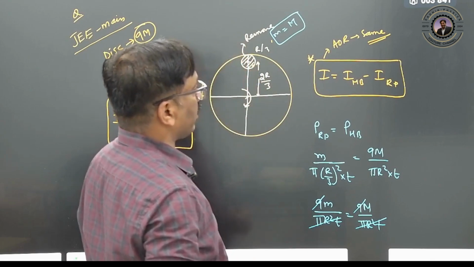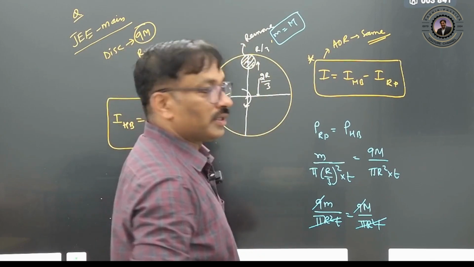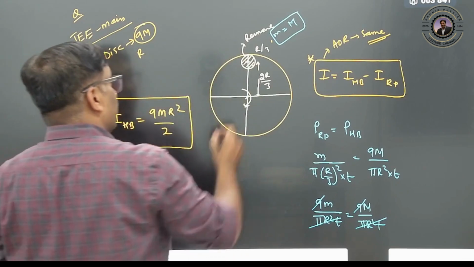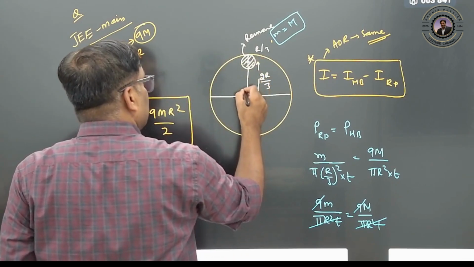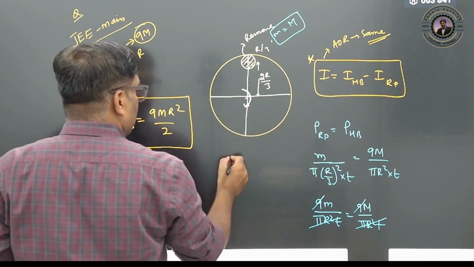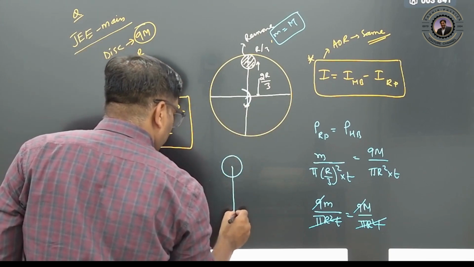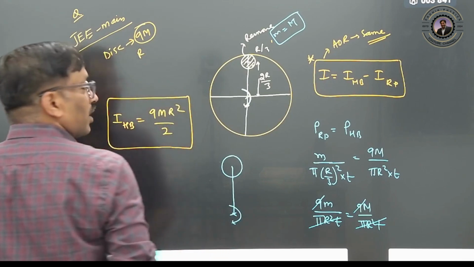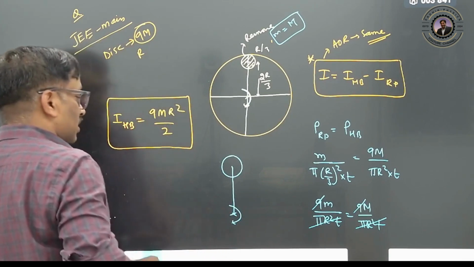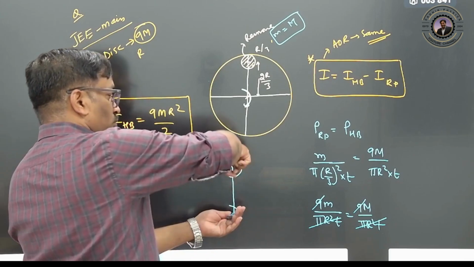Okay, now I have got the mass. But I want to calculate the moment of inertia. Where do you have to calculate the moment of inertia for this part? Here, for the removed part, you have to calculate the moment of inertia. How do we calculate it? This is nothing but the parallel axis theorem. These two are the parallel axes.